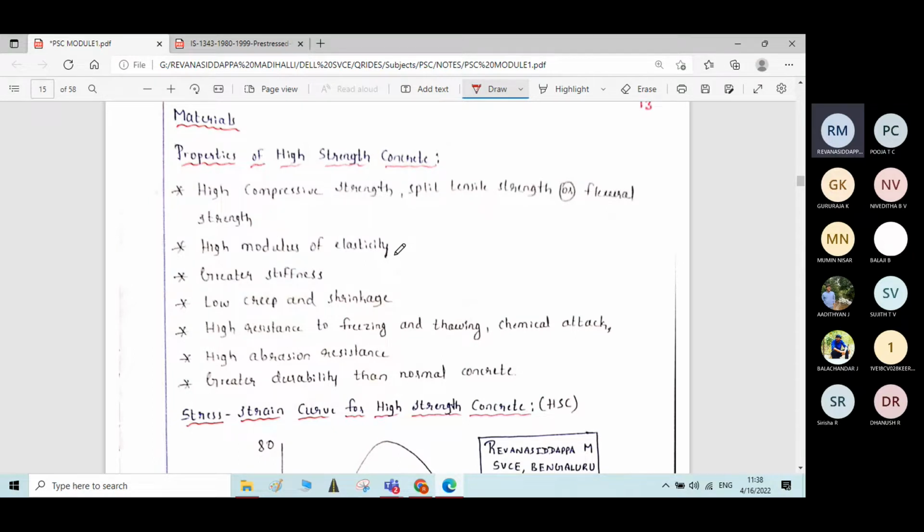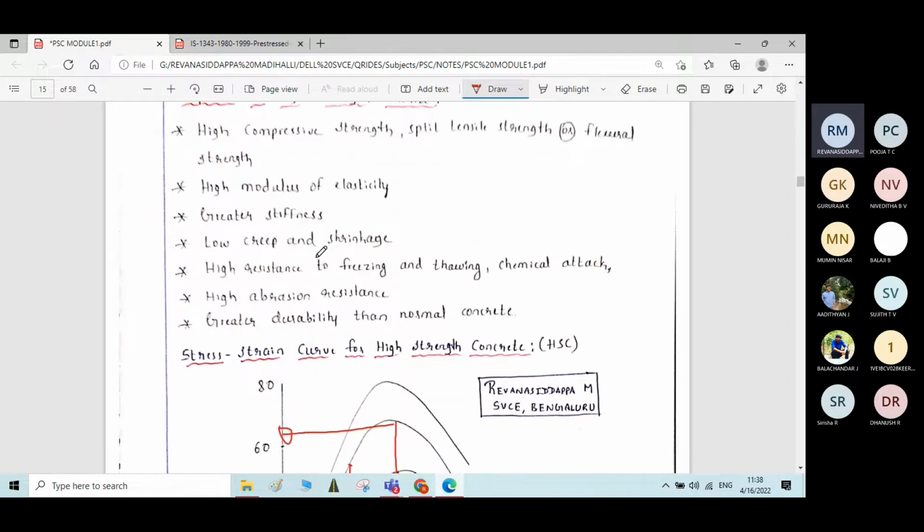What are the different properties of high strength concrete? In concrete technology subject, you have studied this. High strength concrete, as the name indicates, will have high compressive strength, split tensile strength, and flexural strength, and it will have a high modulus of elasticity. Stiffness of the concrete will be higher, and creep and shrinkage will be lower, meaning reduction in volume on drying will be lower. It has high resistance to freezing and thawing, chemical attack, and high abrasion resistance. Durability will be higher compared to normal concrete. These are all the properties of high strength concrete.